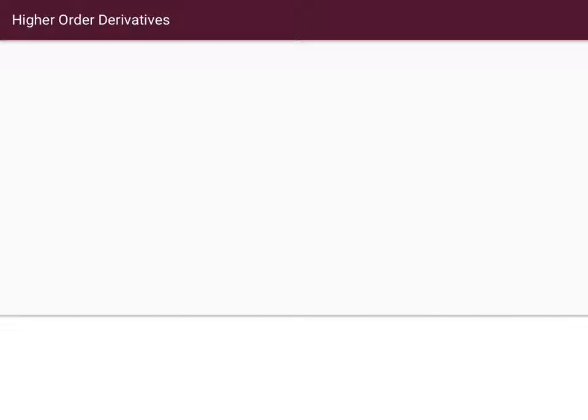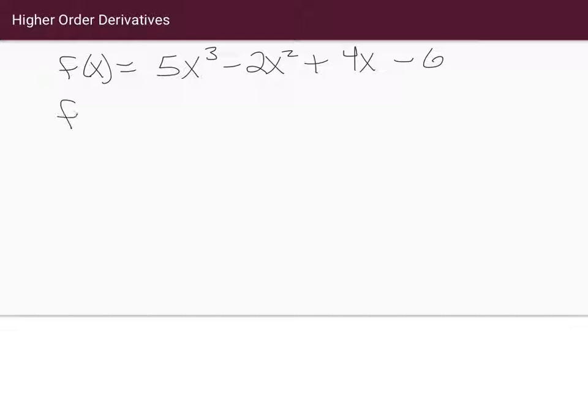So let's suppose we start out with a simple function. f of x is equal to 5x cubed minus 2x squared plus 4x minus 6. And I want to take some derivatives of this function. I'm going to start out by using prime notation. So my first derivative, f prime of x, I simply use my new rules. So I end up with 15x squared minus 4x plus 4.